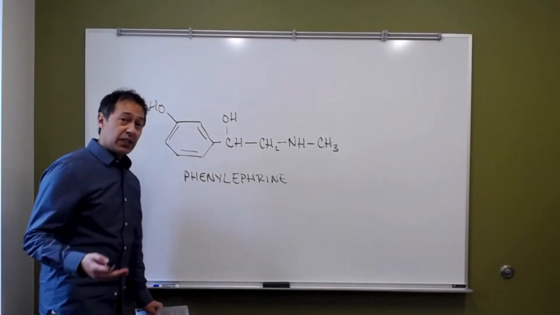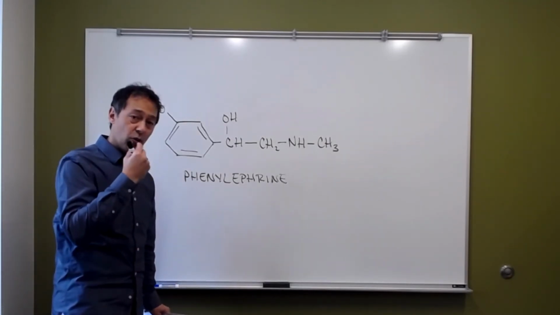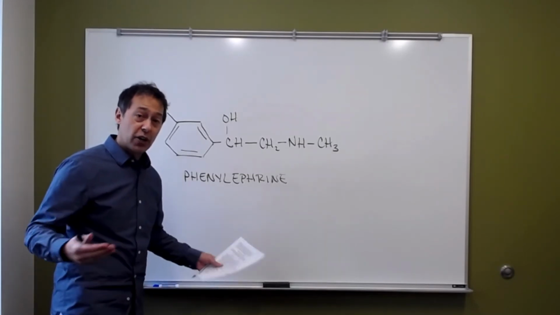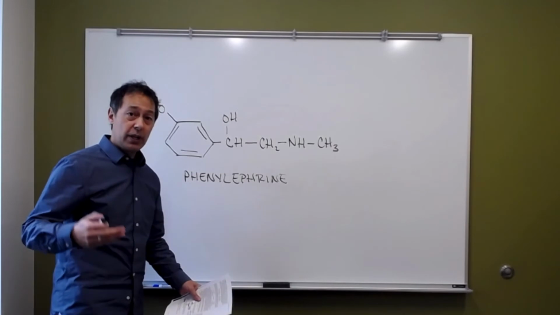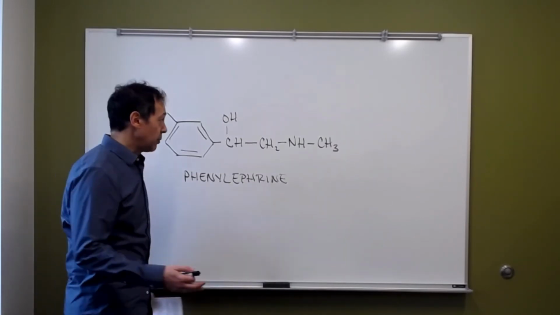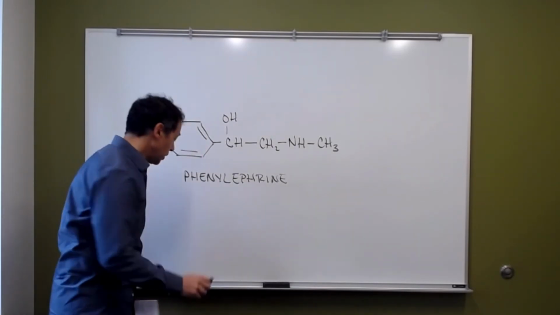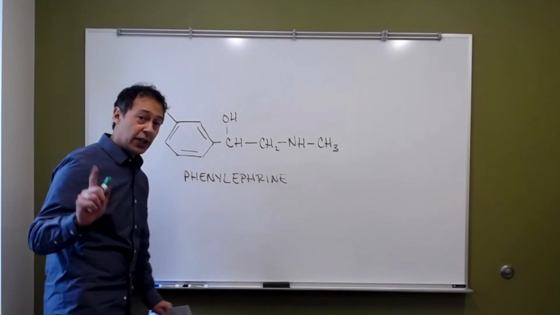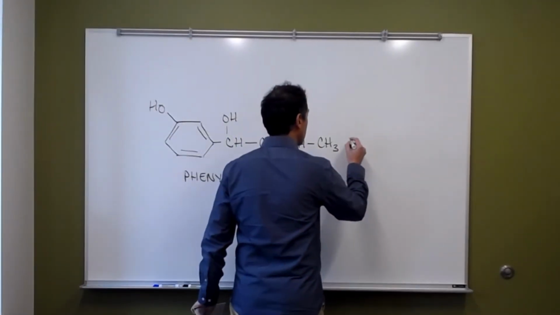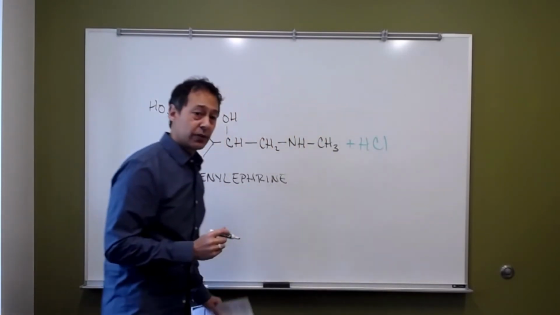We need, oftentimes, medications to be soluble in your blood. So if you take a medication orally and you want it to get absorbed into your blood supply, it has to be water soluble. And water, we hopefully remember, is polar. And so you need the molecule to be polar. And this isn't terribly polar. But if we treat this molecule with hydrochloric acid, so plus HCl, like this, with HCl.